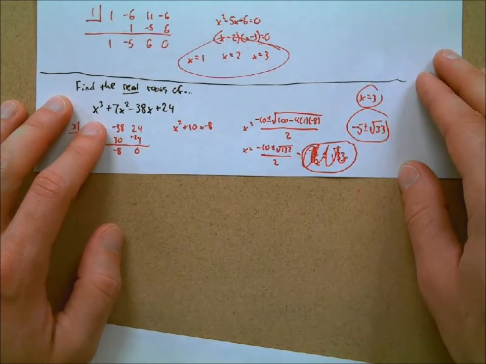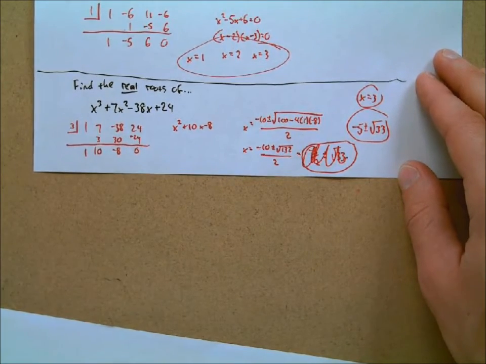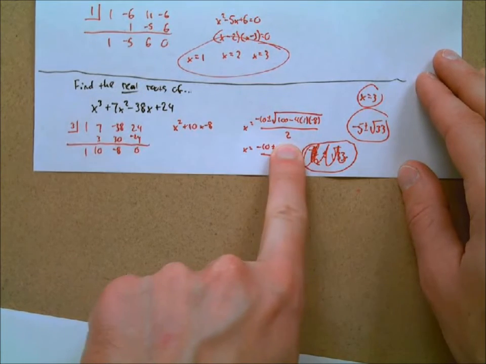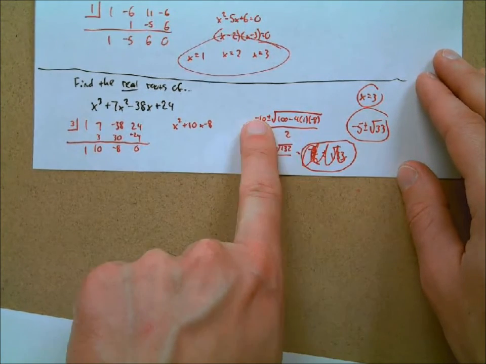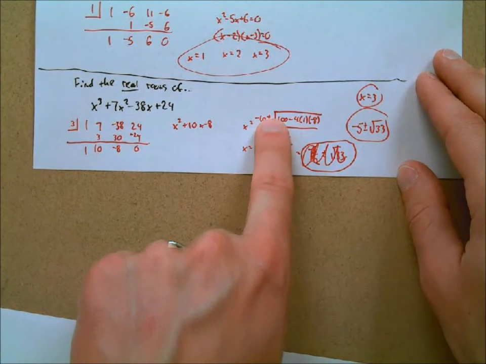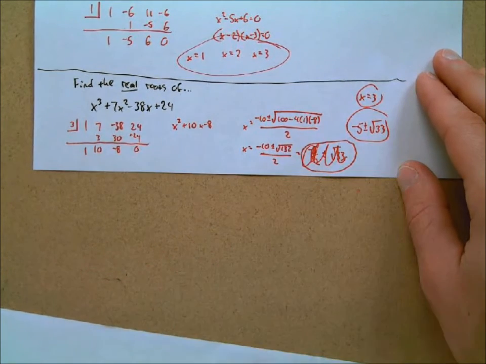Okay, yeah, Molly? Wouldn't it be 2 root 33? If you simplify 132, it's 4 root. Yes, but then that also gets divided by 2 as well. Since both the negative 10 and the plus or minus square root are being divided by 2, both get divided by 2.